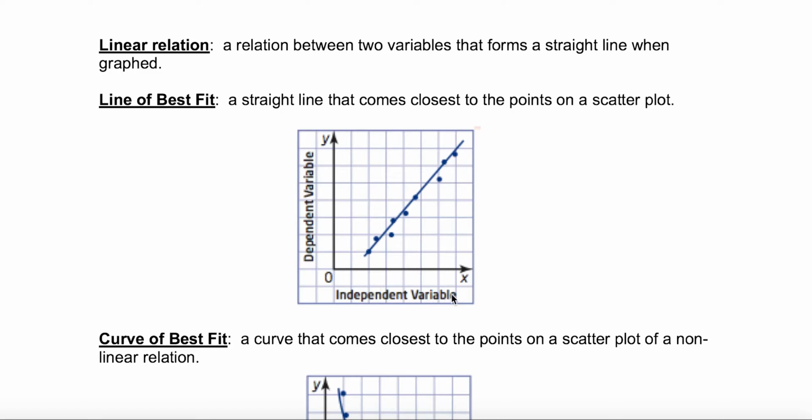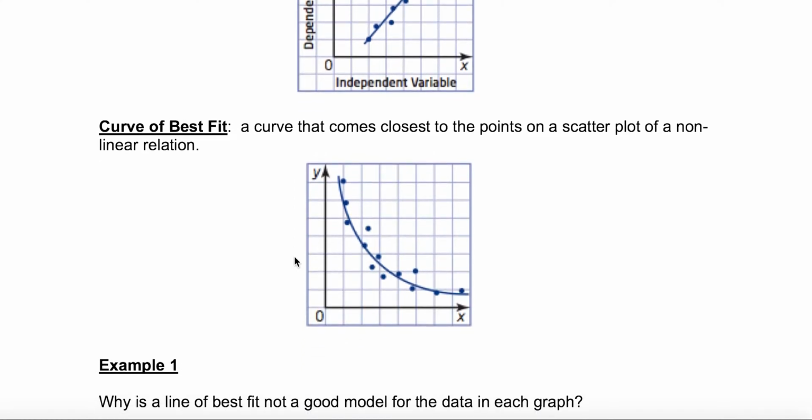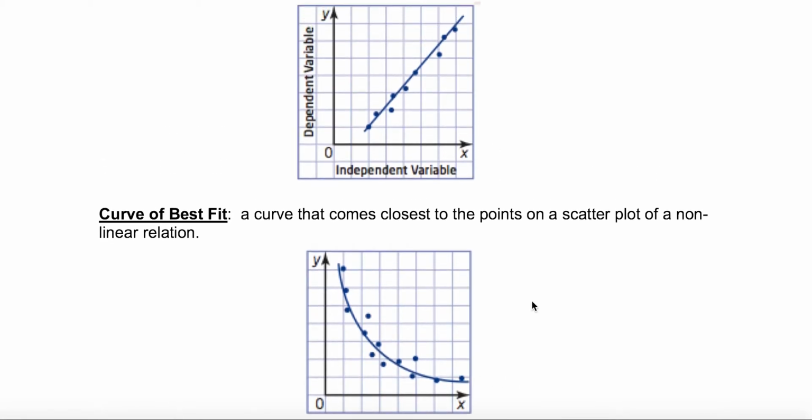Okay, we have our independent variable and our dependent variable. If we see a scatter plot and all of the points are coming down, but it looks more like a curve, then it's not always the case that you would draw a line of best fit between all the points. Sometimes the data really suggests that this is a curve. So that's a curve of best fit that you could draw.